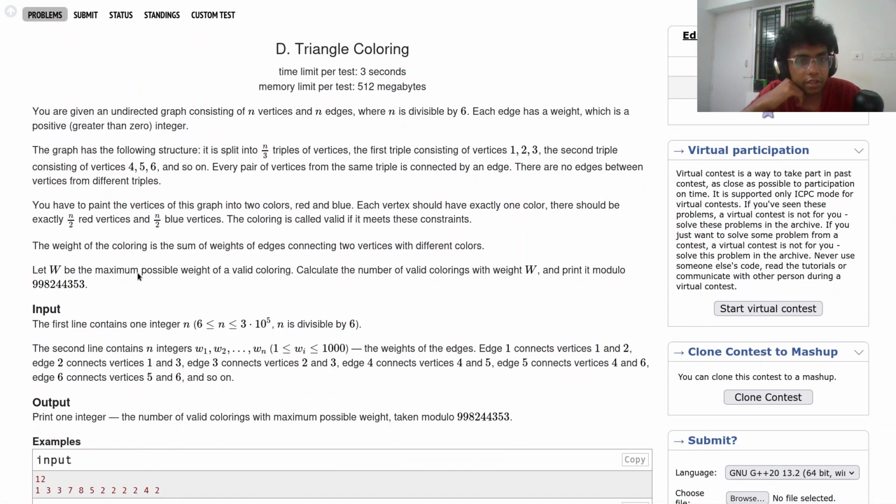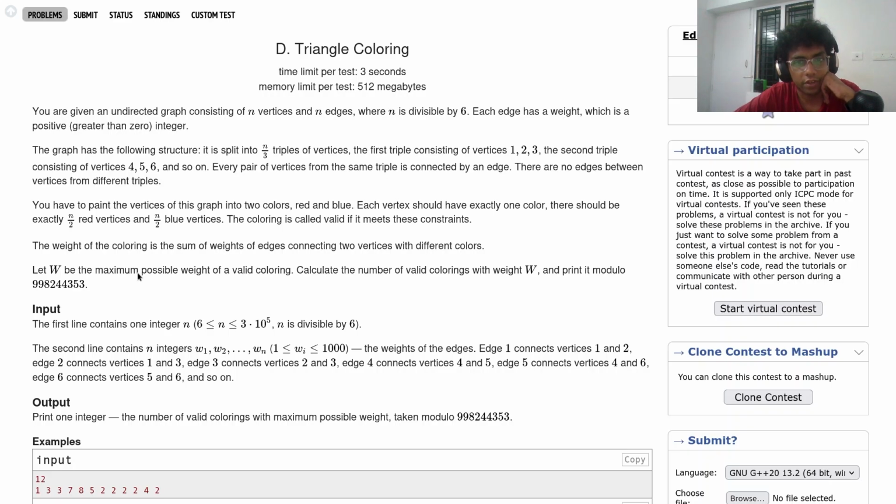You're given an undirected graph consisting of n vertices and n edges, where n is divisible by 6. Each edge has a weight which is a positive integer greater than 0. The graph has the following structure. It is split into n by 3 triples of vertices. The first triple consists of vertices 1, 2, 3. The second triple consists of vertices 4, 5, 6, and so on.